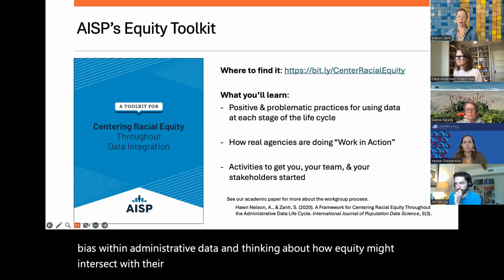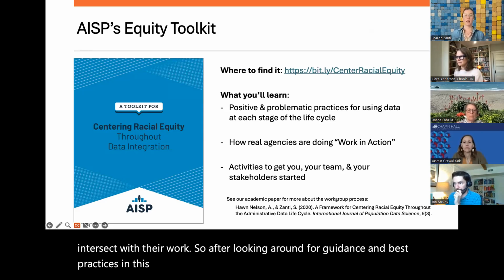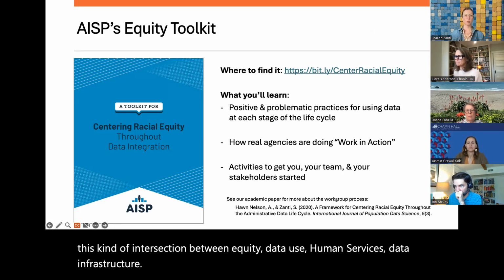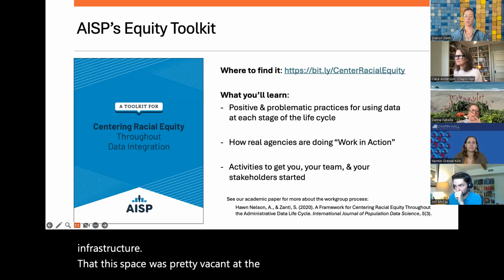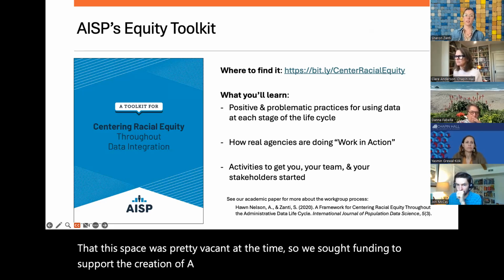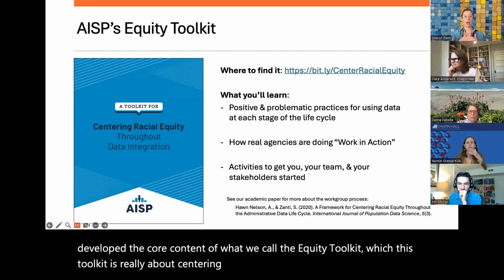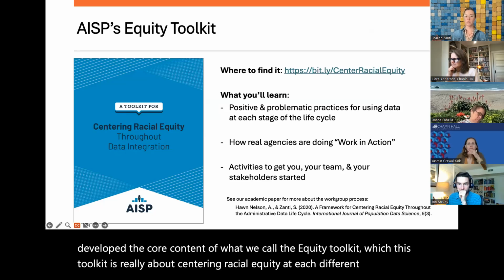So after looking around for guidance and best practices in this arena, we came up short and found that this space, this kind of intersection between equity, data use, human services, data infrastructure, was pretty vacant at the time. So we sought funding to support the creation of a 15-member work group that collaboratively developed the core content of what we call the Equity Toolkit, which is really about centering racial equity at each different step of the data lifecycle.